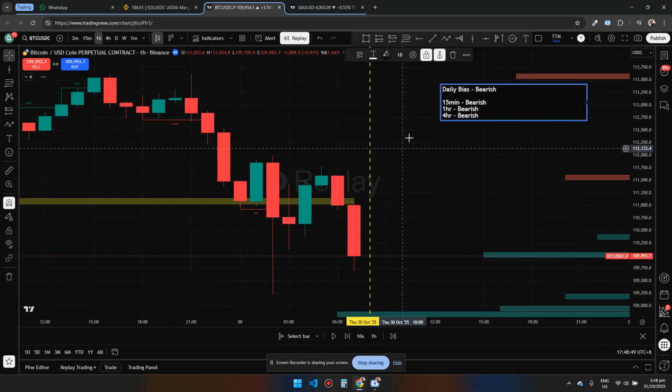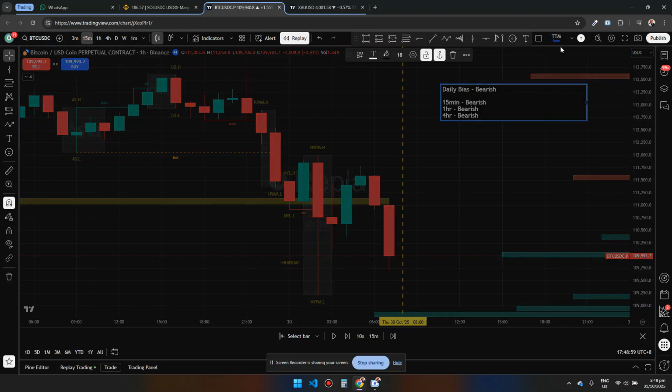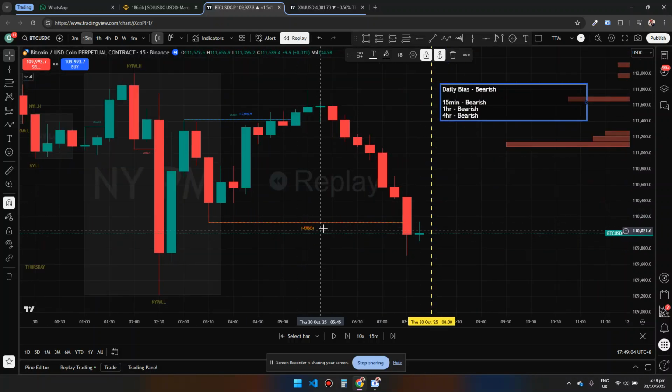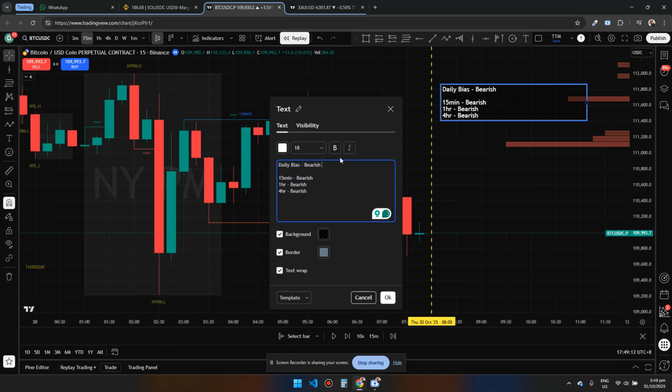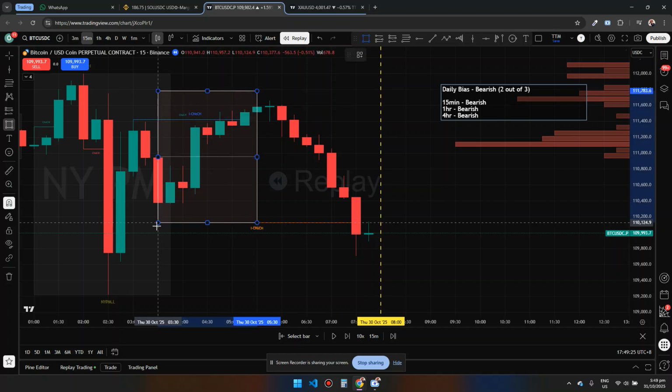Then let's go to the 1 hour. 1 hour, I just look on the left, there is a bearish BOS. So I type in bearish. And then on the 15-minute, there is this orange indicator that I use. It says it's bearish. So the daily bias is bearish 2 out of 3. So 2 out of 3 in here, right, is bearish. So I just put bearish. The daily bias of the day is bearish.